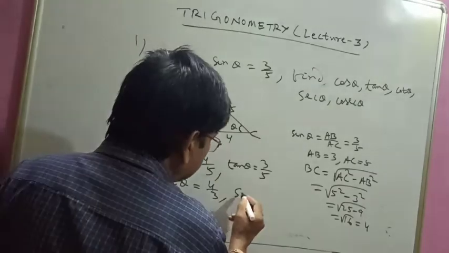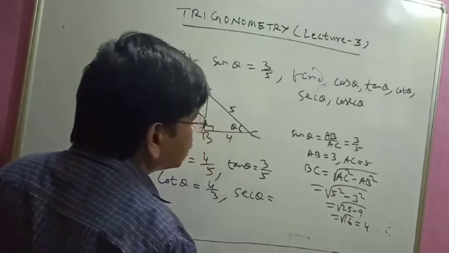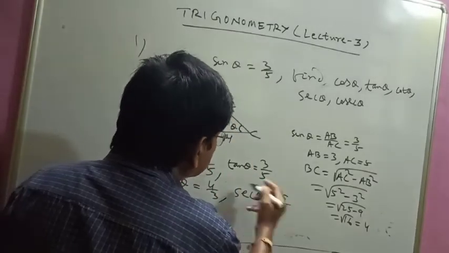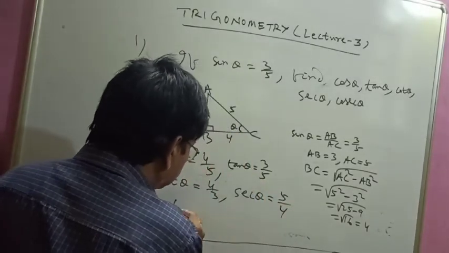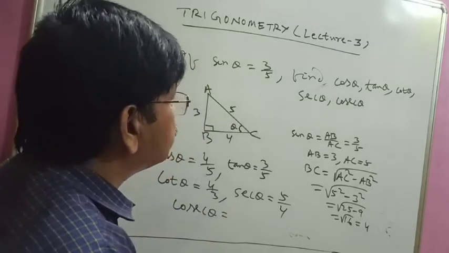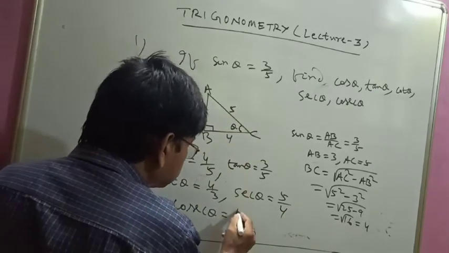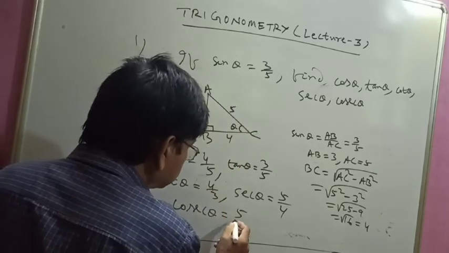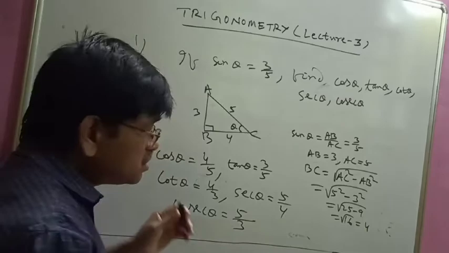Then sec theta is what? H by B, so this is your H, and this is your B. And what is your cosec theta? Cosec theta is equal to H by P, so this is your H and this is your P, because this angle is theta, so the side opposite to it is P. So this is very comfortable.